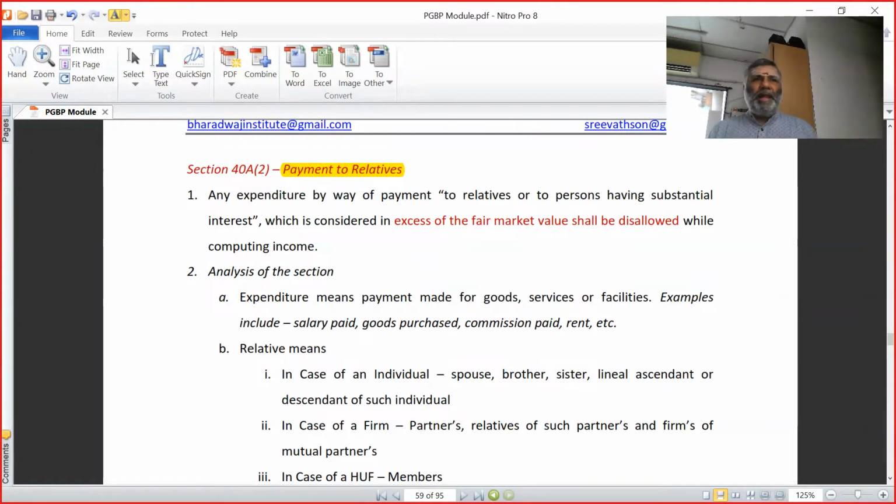Payment to relatives. Can I pay people who are associated with the company, or the relatives of people who are associated with the company? The answer is yes. I am not prohibiting it. The law does not prohibit you from paying. The law just tells us to pay in line with the fair market value. If you are paying to an external party, what amount would you be ready to pay? The same can be paid here also.